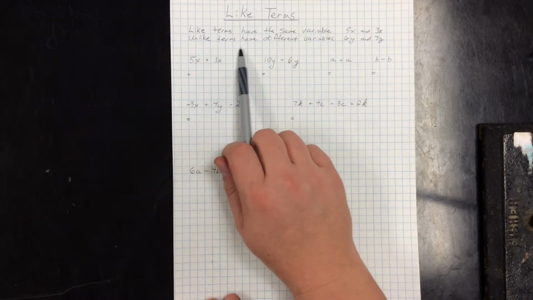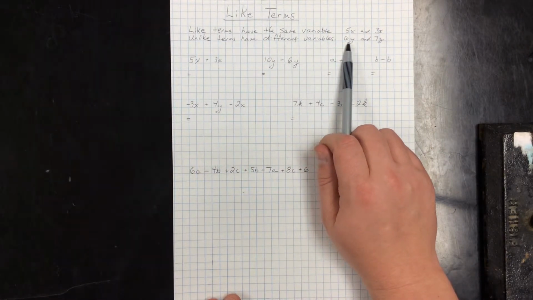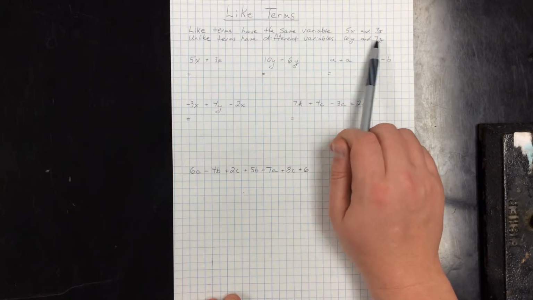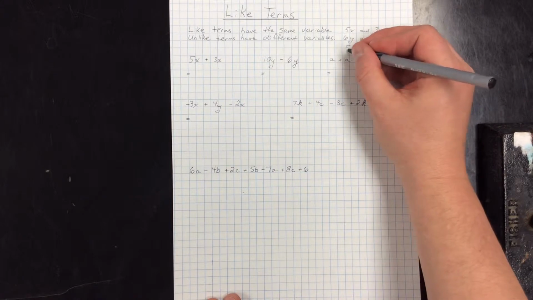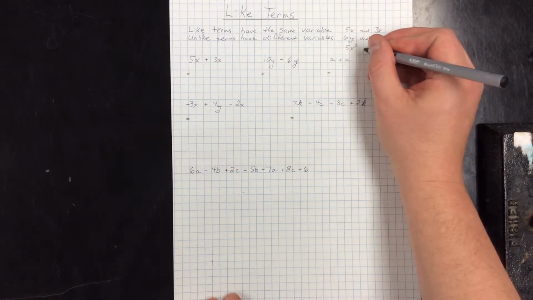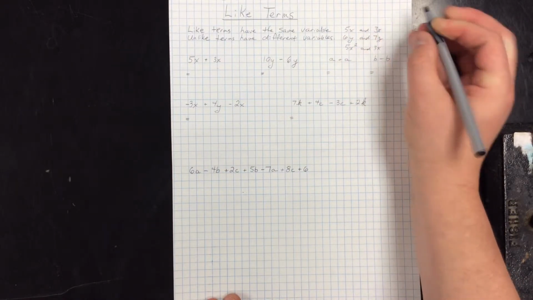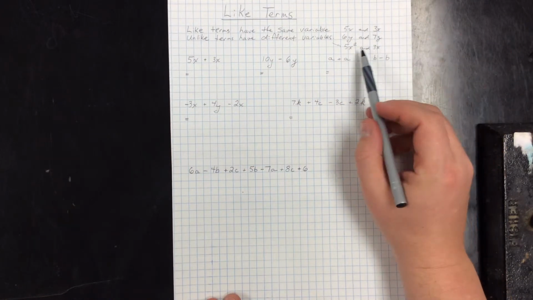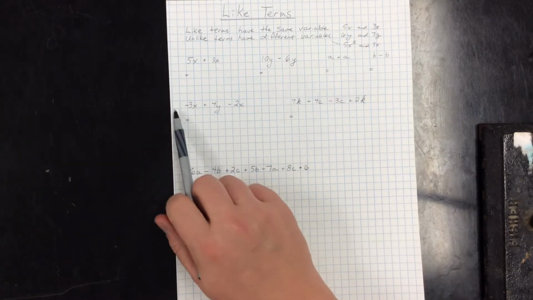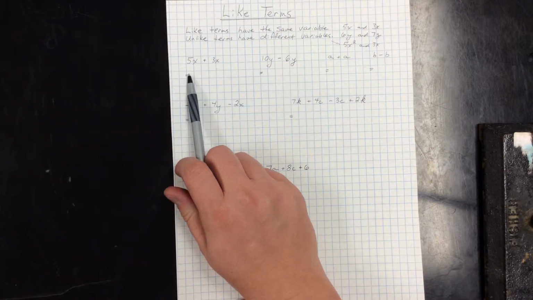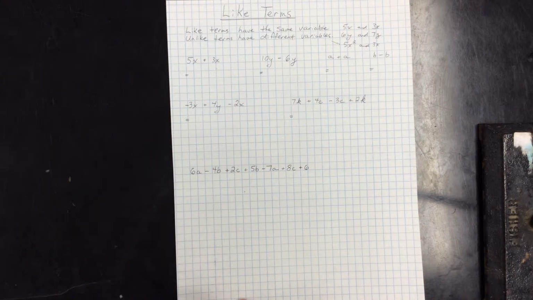Versus unlike terms, which have different variables. 6y and 7z, the variables are different, so they're unlike. This also applies if we had 5x squared and 3x. Those are also unlike terms. The variables are different if the exponent is different. So in this case, let's take a look at 5x plus 3x.